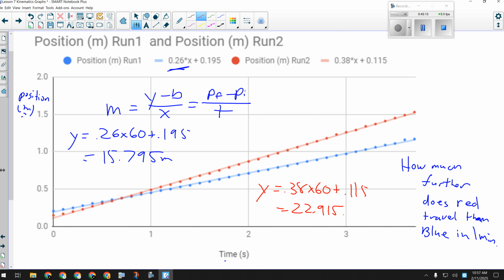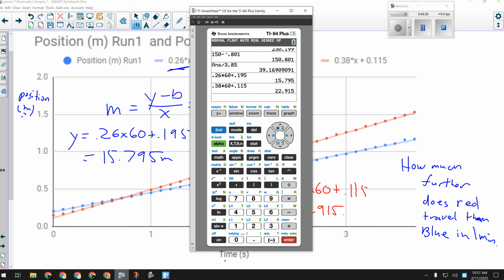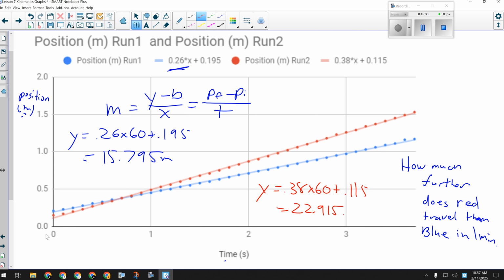So what's 7.2 meters, somewhere in that neighborhood? Right, 7.12 meters. Okay. Everybody all right with that?